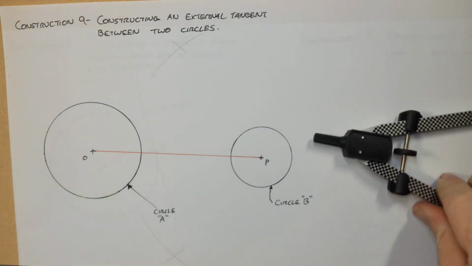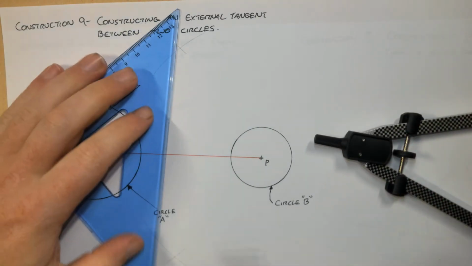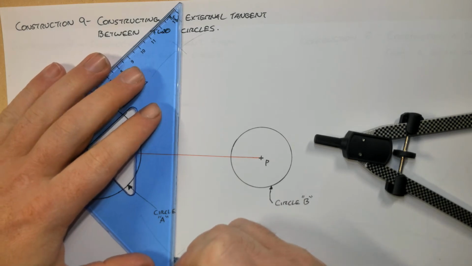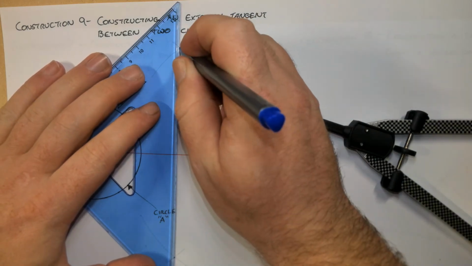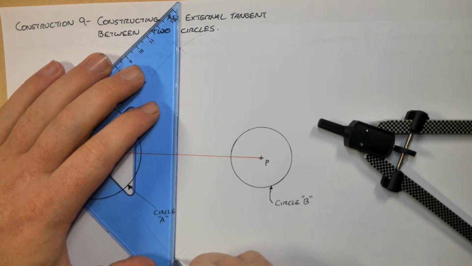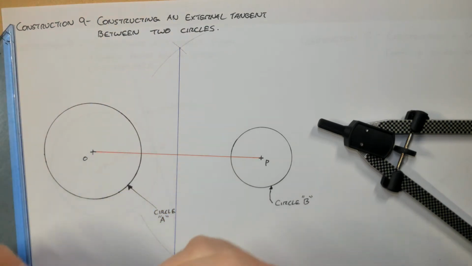I can now just join them lightly. I'm going to use a blue pen. Again, this would be all in construction, but for the purpose of this, I'm going to do it in pen. So now we have that bisected.